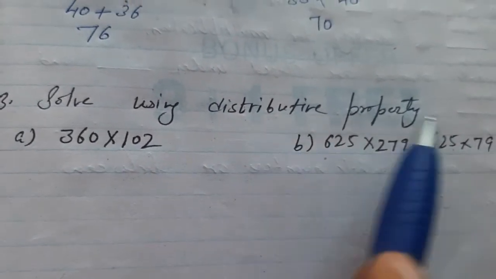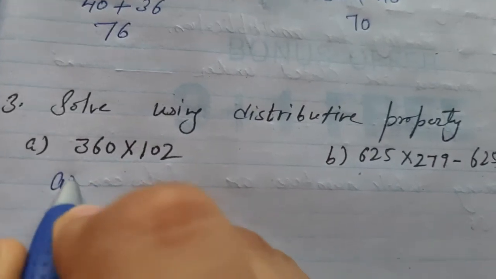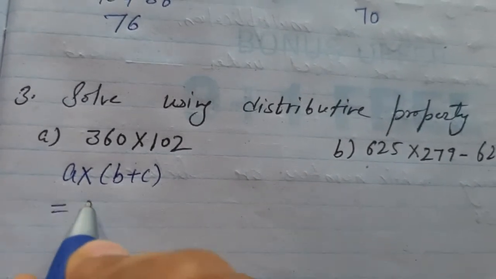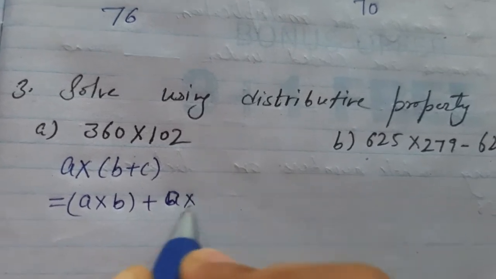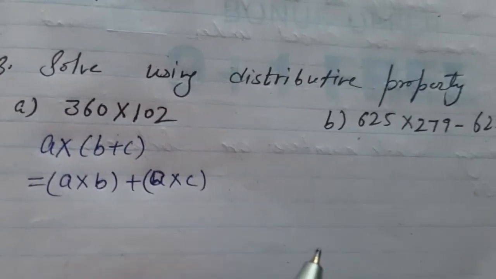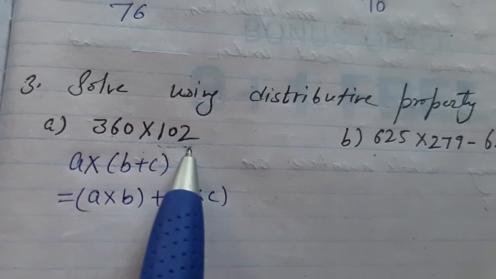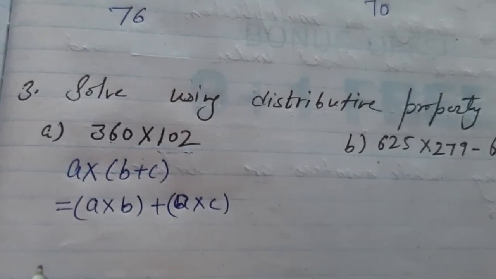Solve using distributive property. So distributive property में क्या करते हैं हम? In distributive we know A cross B plus C, and it can be solved as A cross B plus A cross C. So here we have to split one of the numbers. See, 102, ये छोटा number है. 100 plus 2, it can be split like this. So we will split this number.